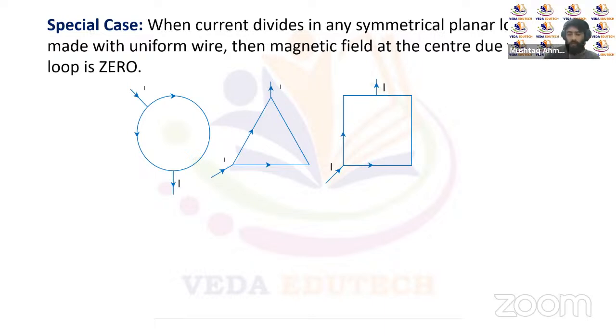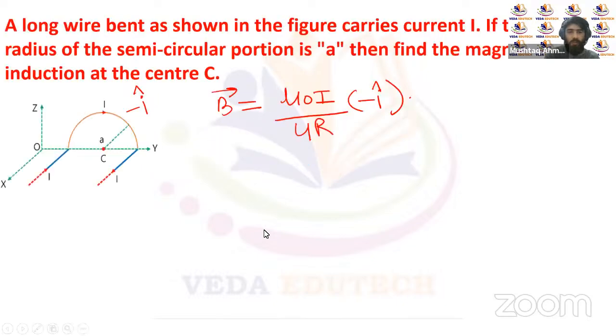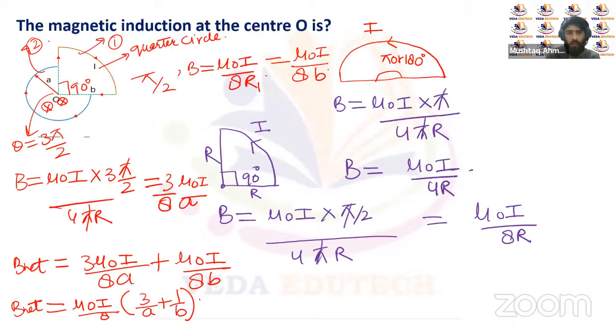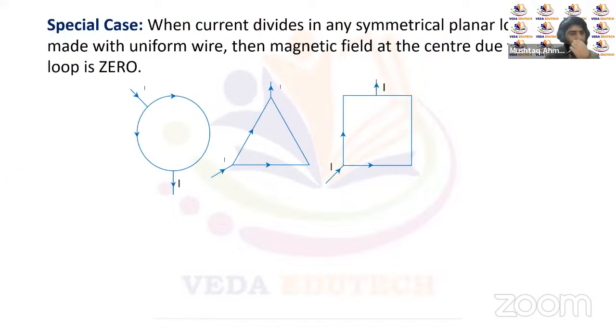Now there are a few cases here, you can see on the screen. In the last lecture, we discussed the general magnetic field calculation. So it was mu naught I alpha upon 4 pi r for this arc subtending an angle of alpha with the center. But now let's discuss these special cases.